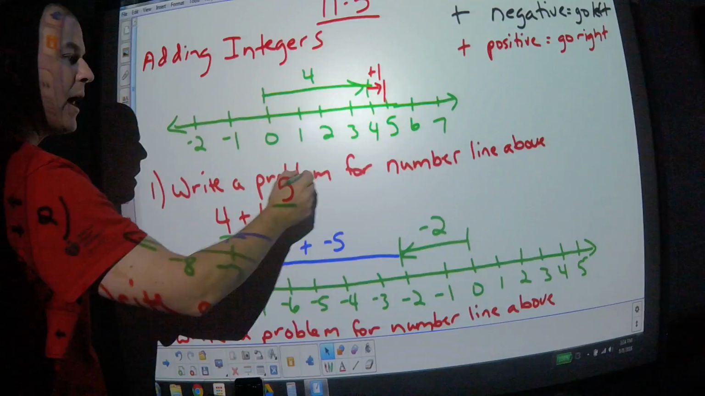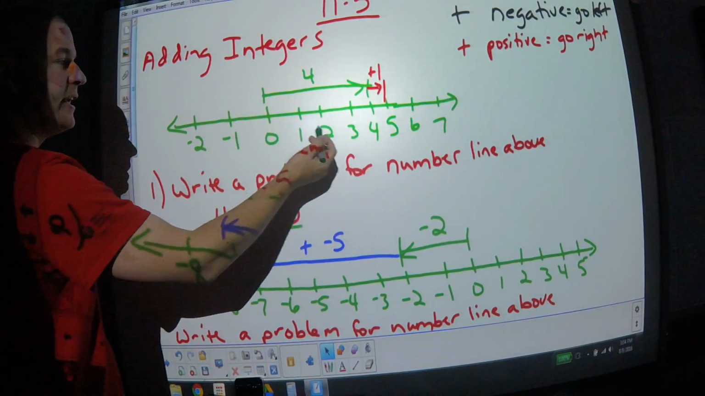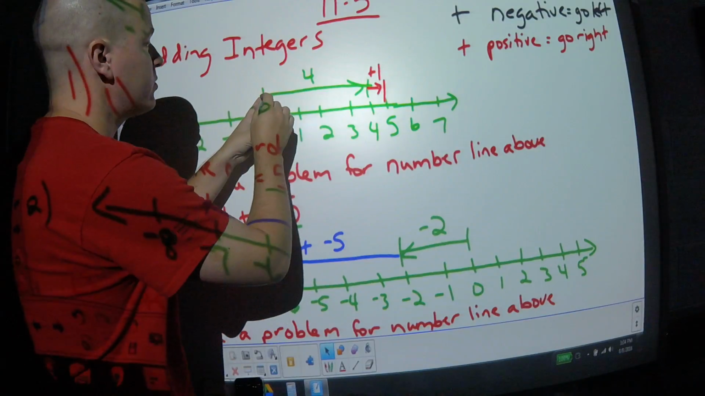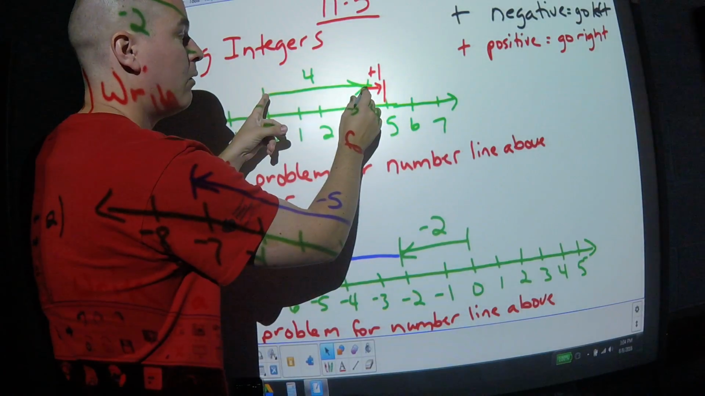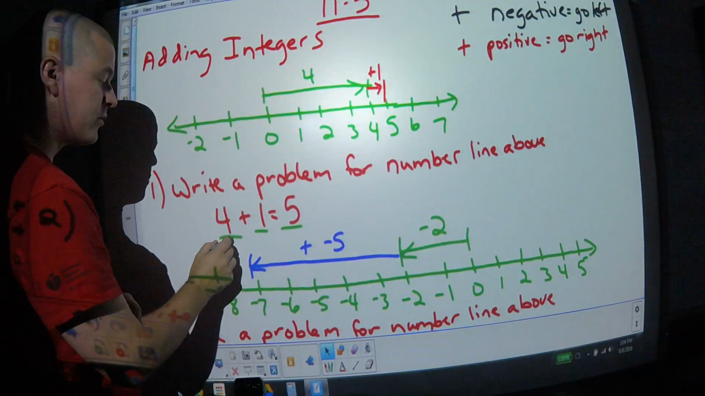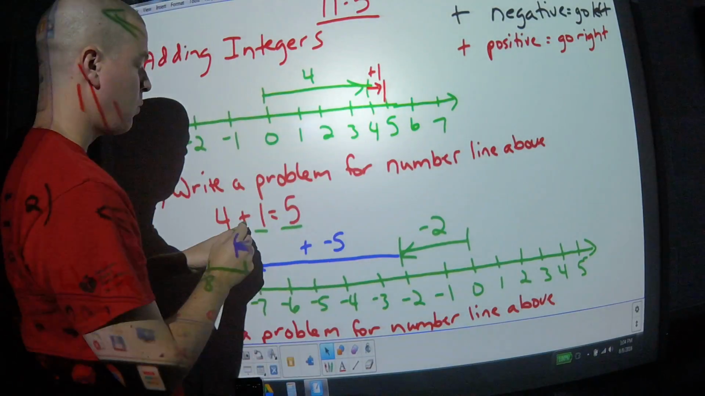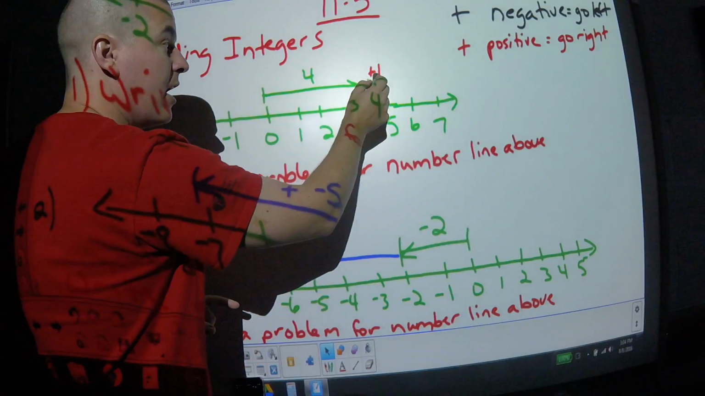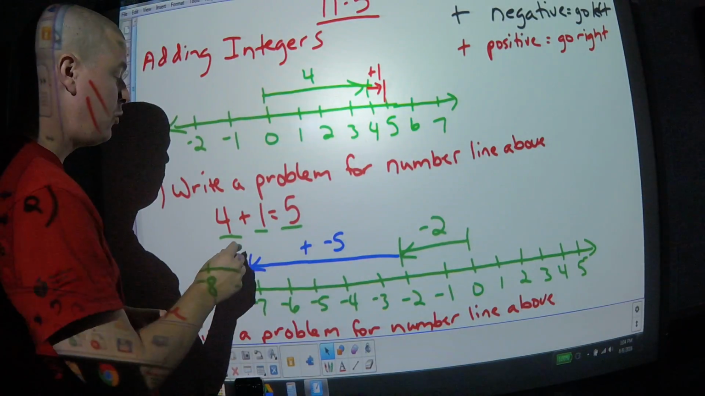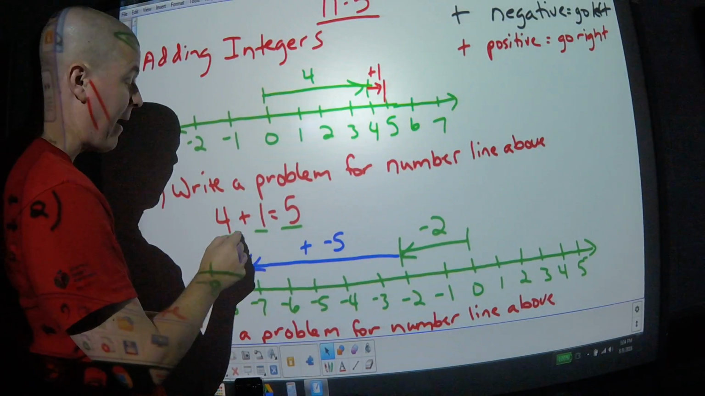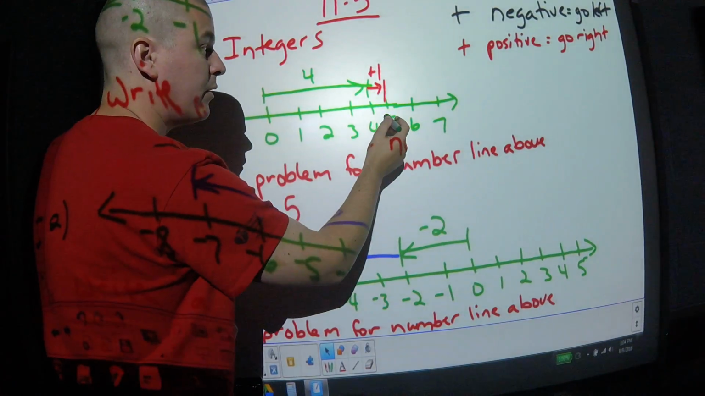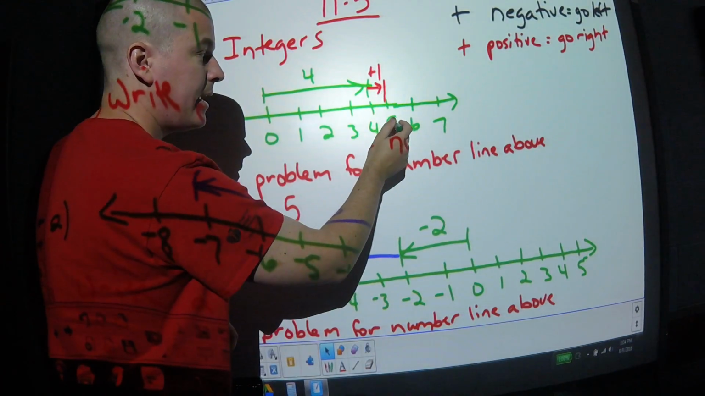Okay, so write a problem for a number line above. So looking at this problem, you find where 0 is, you look what direction it goes. I'm going to 4, so that's my first number. I'm going to add 1, so the plus is going to be my sign. The number value attached to it is the number that I'm adding to my beginning number. And then wherever the plus 1 ended is my answer.